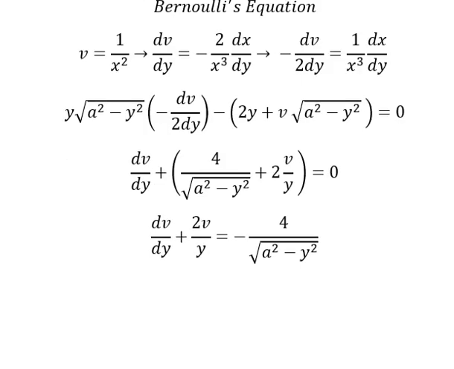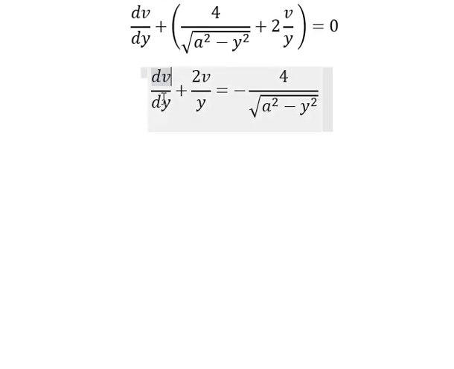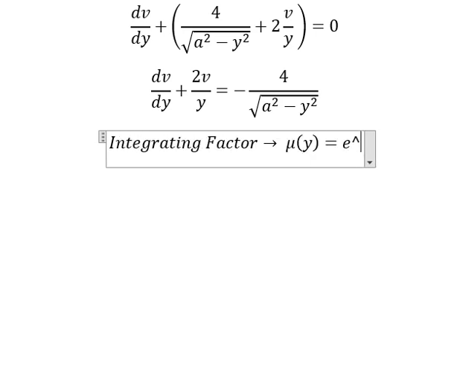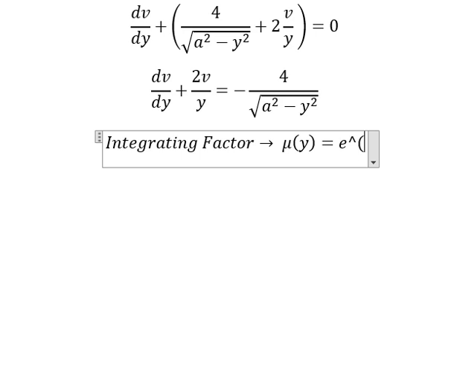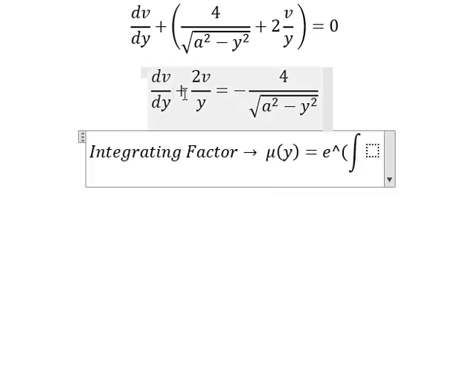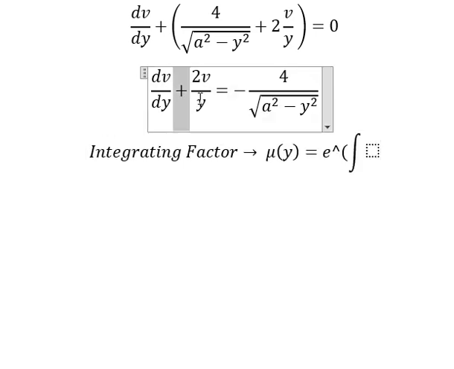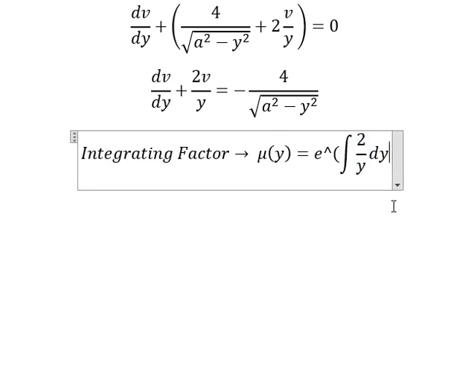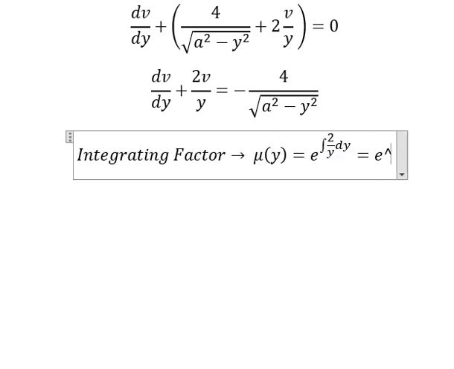Next, we have v and the first derivative of v. So we can use an integrating factor. We need to find mu of y equals e to the power of the integration. We see that we have positive number 2 over y next to v. This is for the integrating factor. And we have like this.